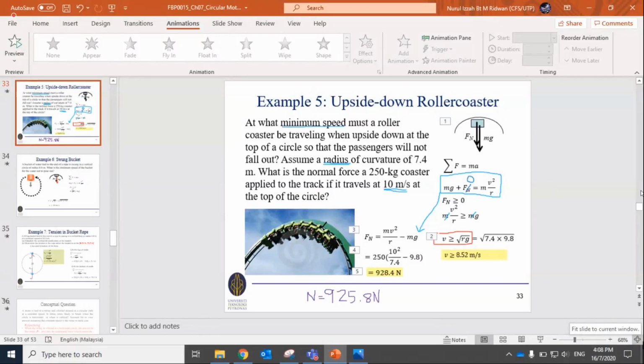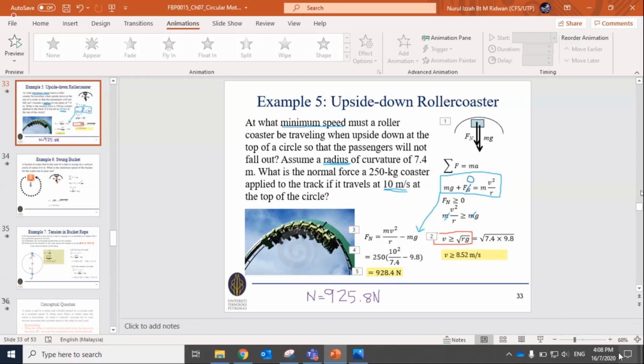For the application of Newton's second law, I want you to think carefully about what forces are related to the centripetal acceleration. We don't really name it as centripetal force, but the type of force is defined by whether it is normal, tension, friction, or weight. Those are the examples that we have studied so far.